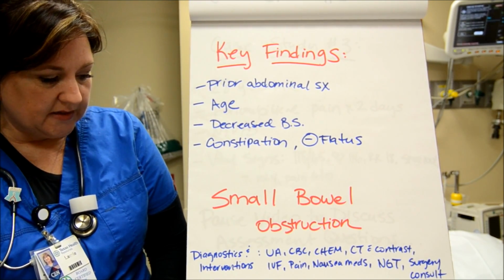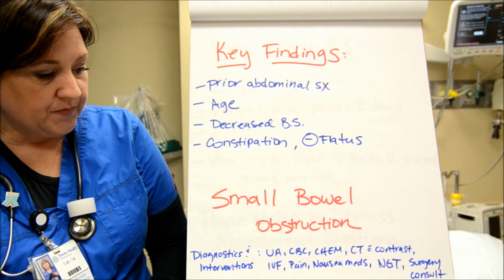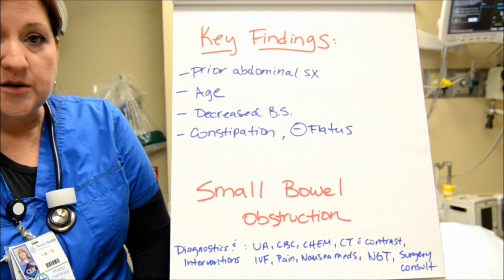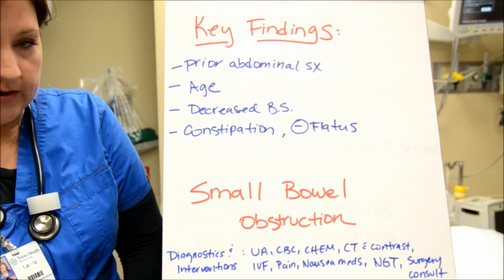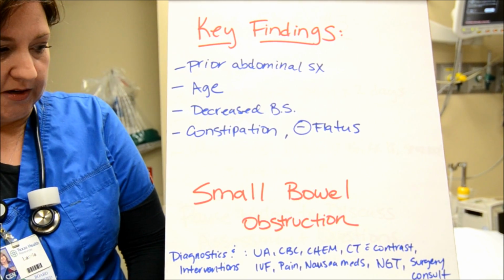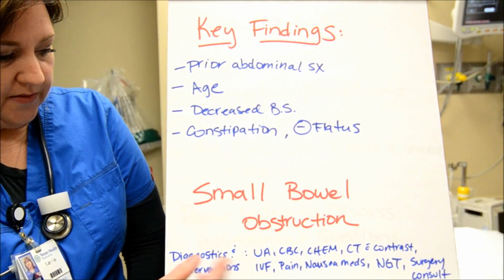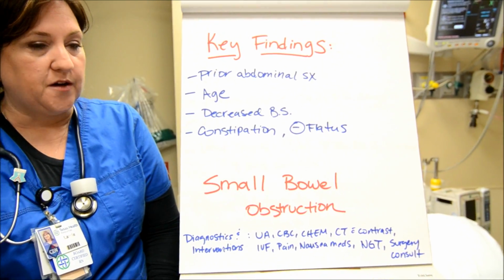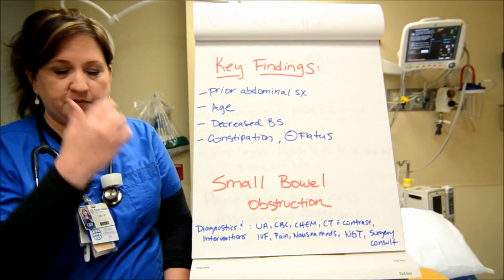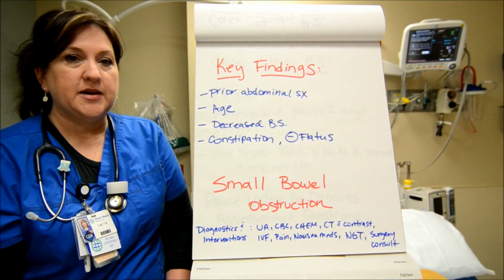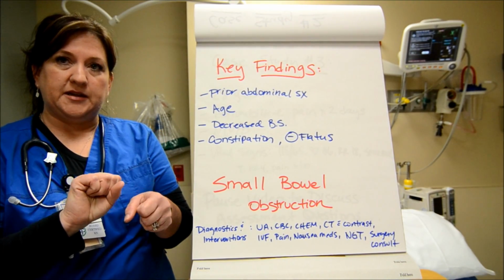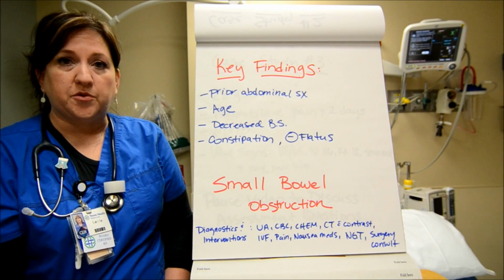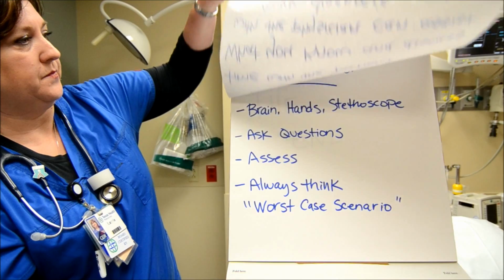So your diagnostics and the things that the physician are going to order: urinalysis, CBC, chemistry, CT of the abdomen and pelvis with contrast. We want to see everything as the contrast is going through. And IV fluids, pain, nausea medications, and an NG tube. NG tube is often the more conservative treatment for this type of problem, because it helps with that suction. Sometimes it can help unkink that bowel. If that doesn't work, typically these patients will require surgery.